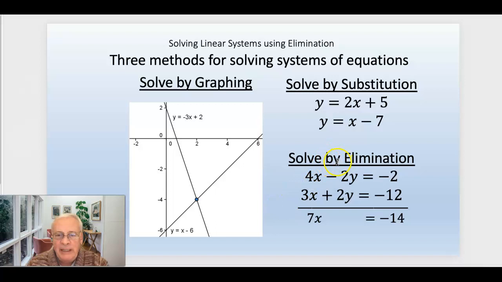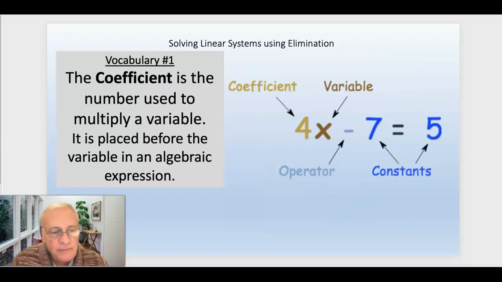We use elimination when it's not so easy to solve for one variable or the other, but the equations have what's called an additive inverse. If we add these two equations together, we actually eliminate one of the variables. And that's the technique we're going to use.